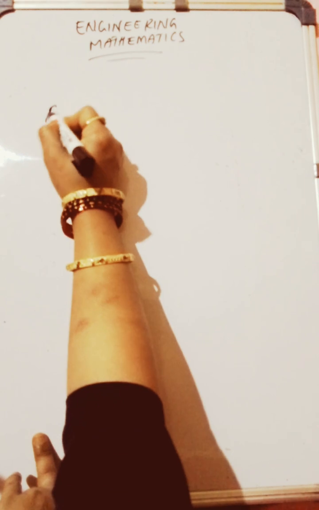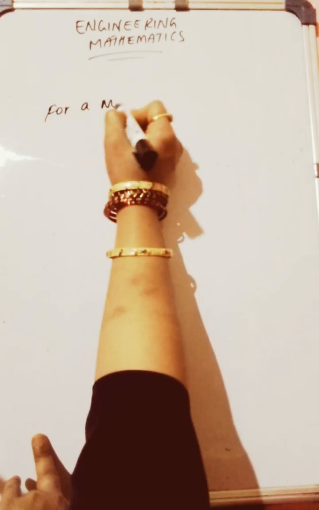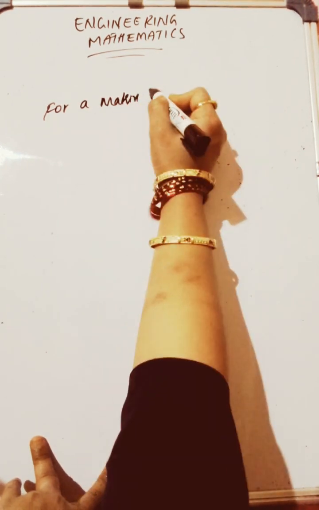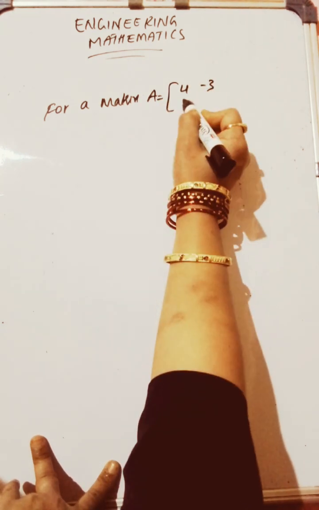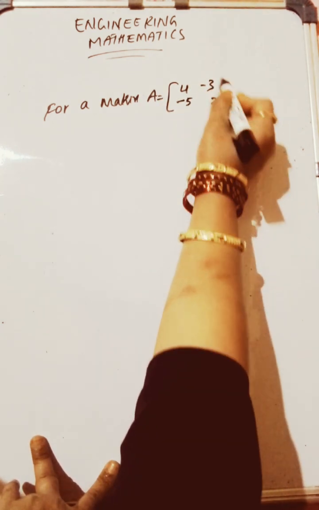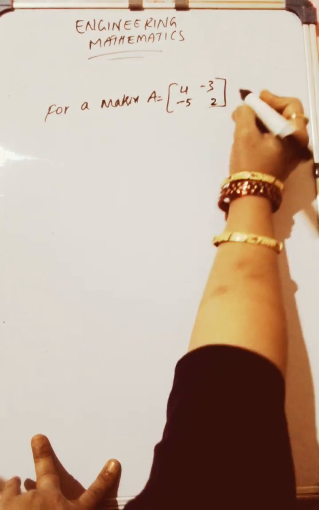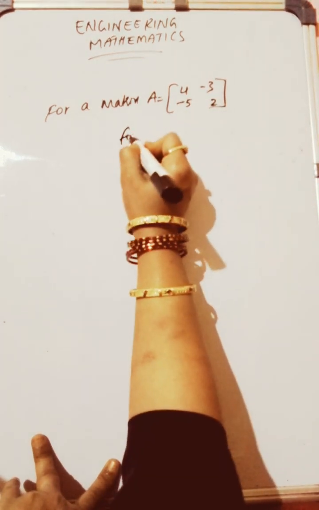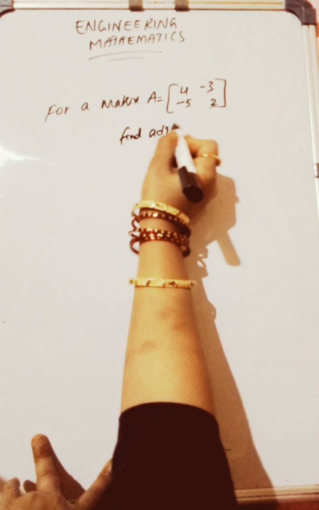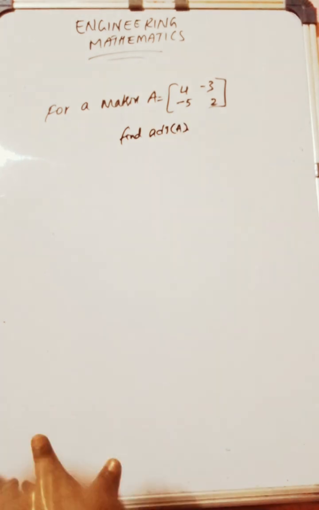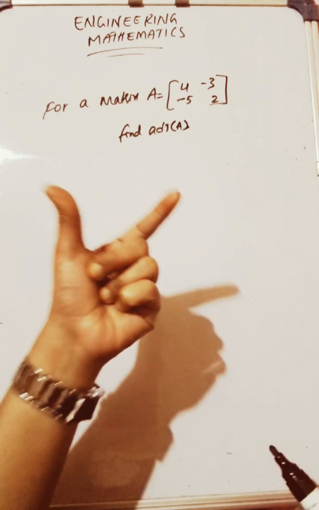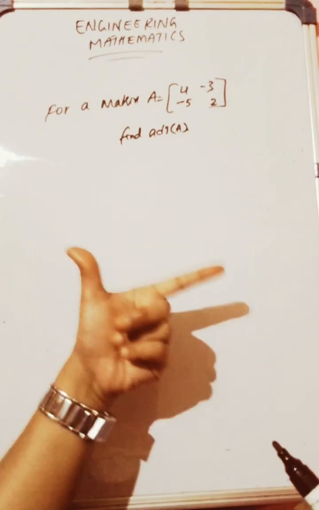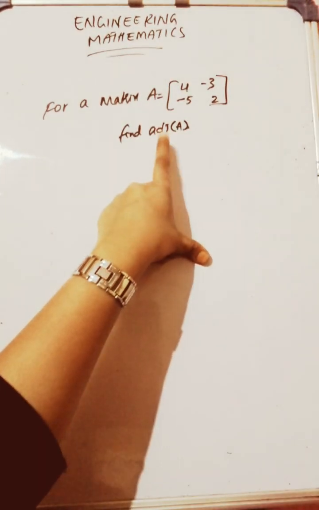Now for the matrix A equal to 4, minus 3, minus 5, 2, what we have to find is the adjoint of A. This is very simple, with a little logic and one simple sentence. If you remember this, it is very easy to write the adjoint of A.